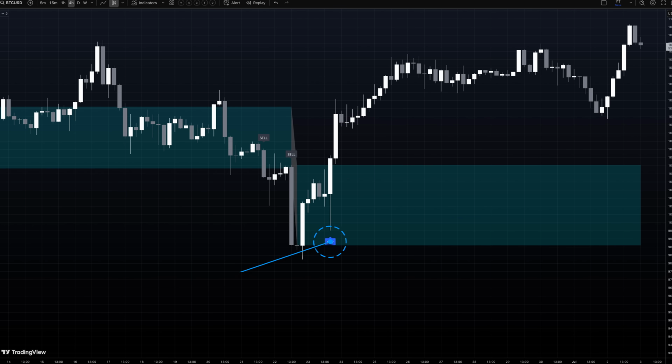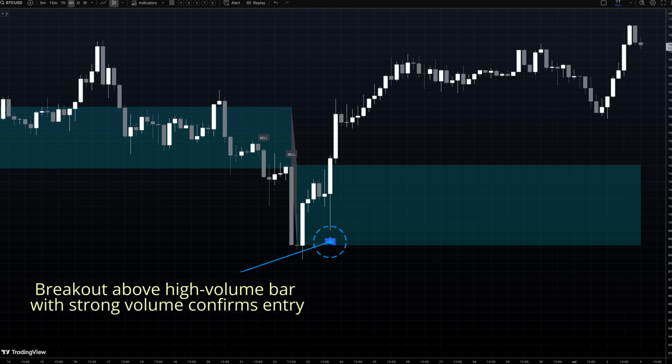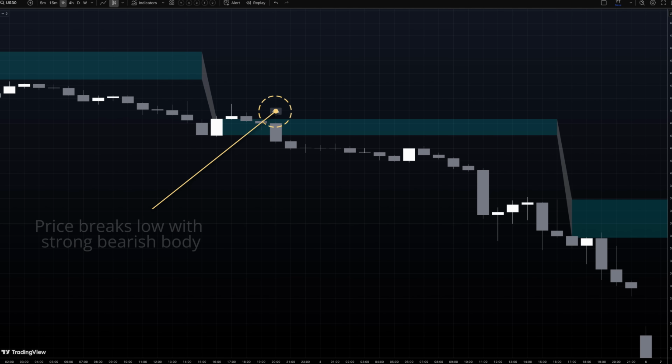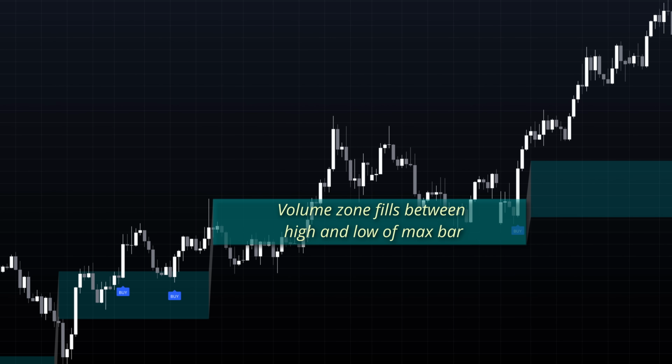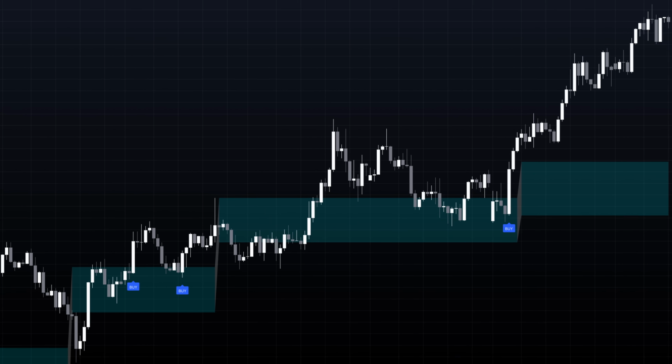The indicator employs volume-based breakout detection logic that combines price action with volume confirmation. It generates buy signals when price closes above the highest volume bar's high, accompanied by above-average volume that exceeds the previous bar's volume. Conversely, sell signals occur when price breaks below the volume bar's low, with similar volume and positioning criteria. The visual representation uses a filled area between the high and low of the maximum volume bar, creating a clear reference zone on the chart.